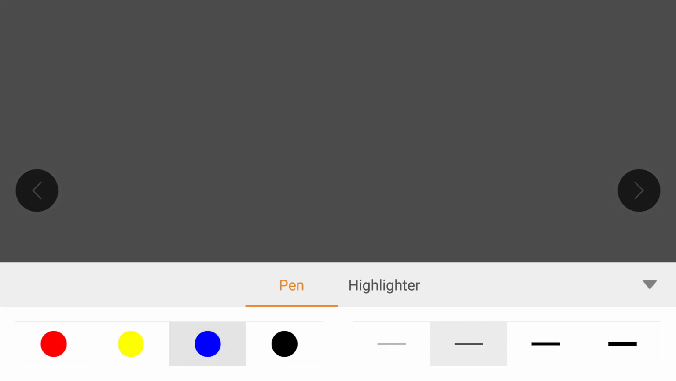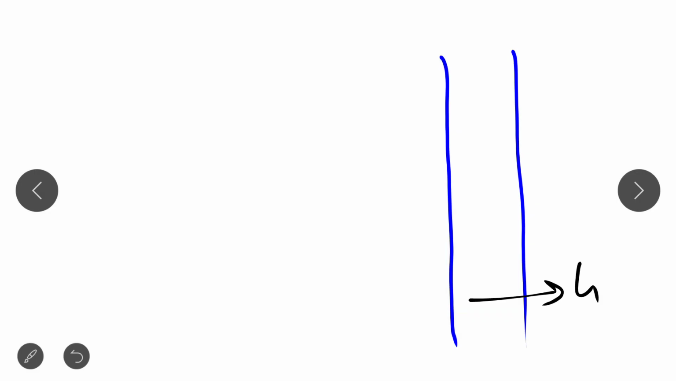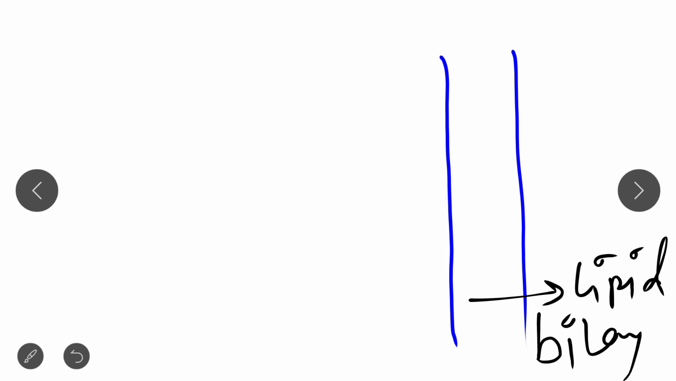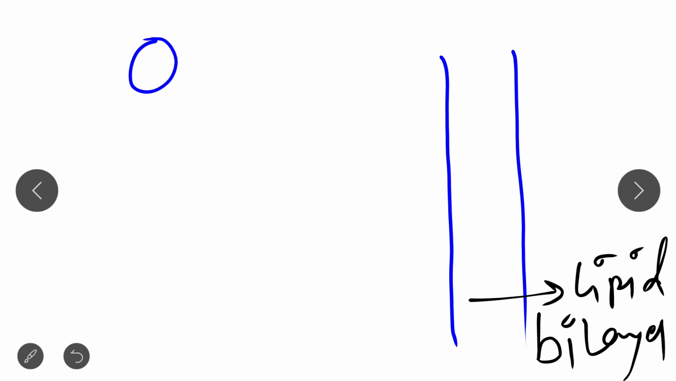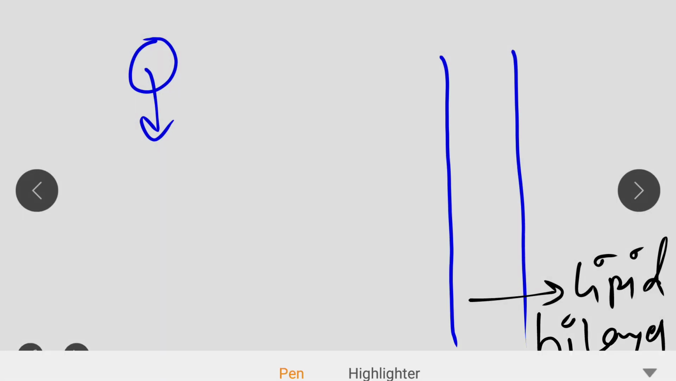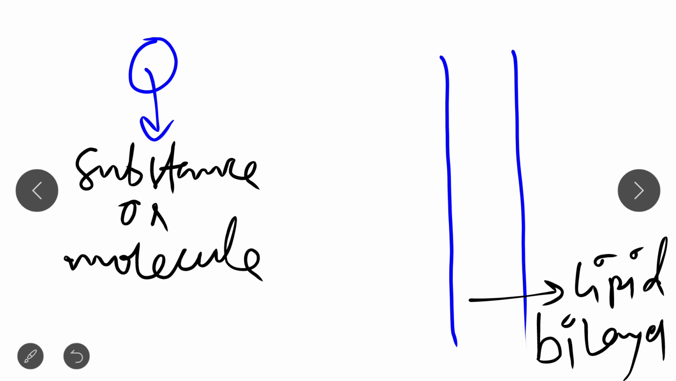Suppose this is a plasma membrane bilayer. This is a lipid bilayer. And this is the substance that has to be transported across the lipid bilayer. This is a substance or molecule that is required to be transported across this lipid bilayer.